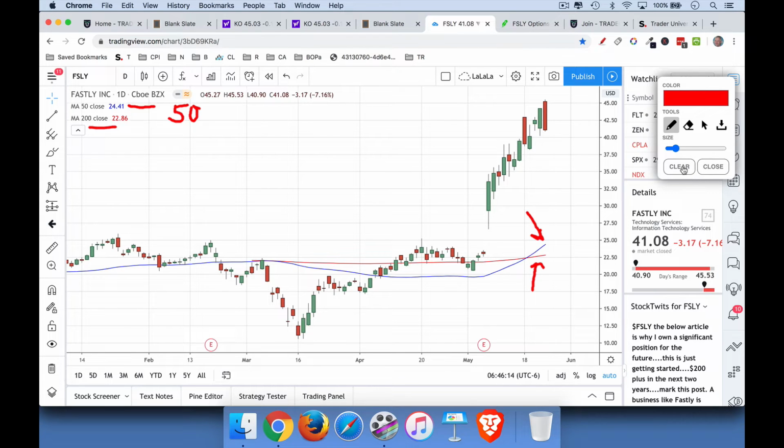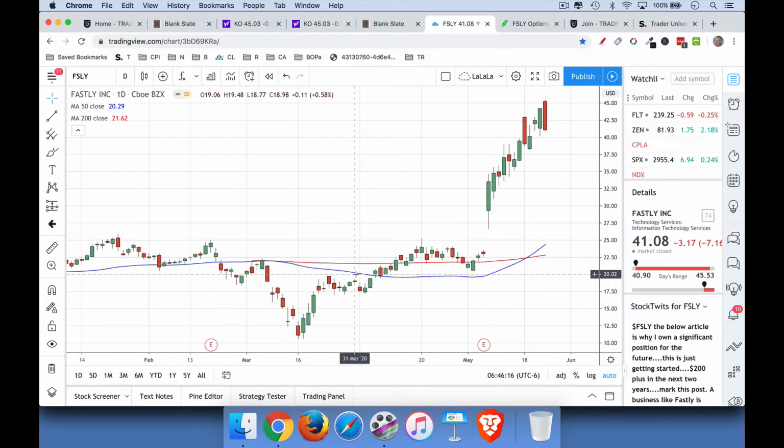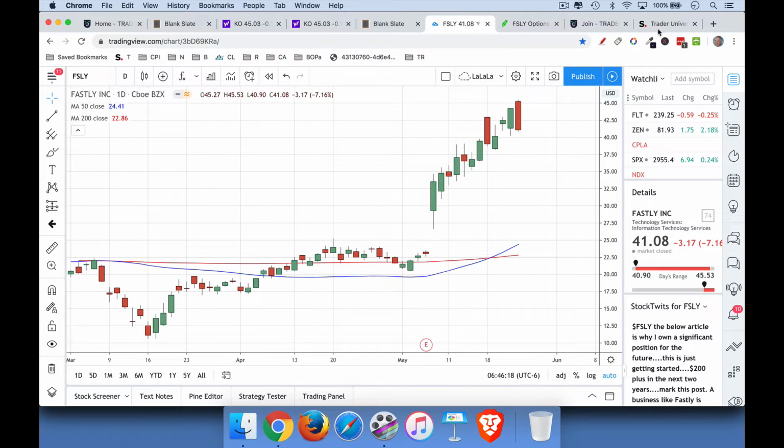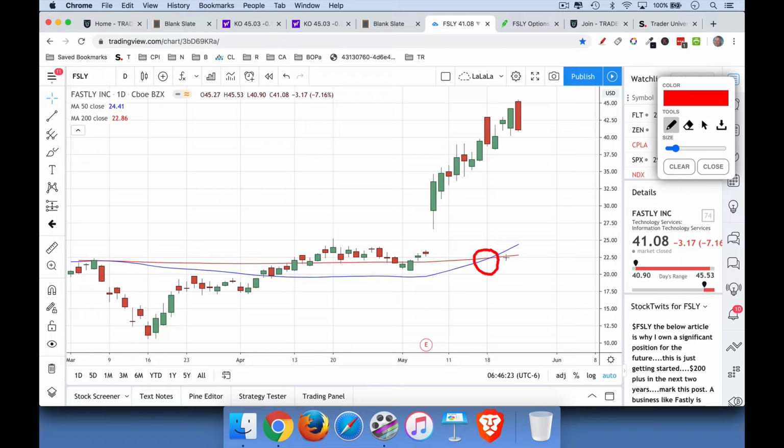And what's interesting here is we can see that we just had a crossover. So this is a bullish signal for a stock when the blue line crosses above the red line. The 50-day moving average crosses above the 200-day moving average. And when the stock itself is trading above both the blue line and the red line, that's bullish.